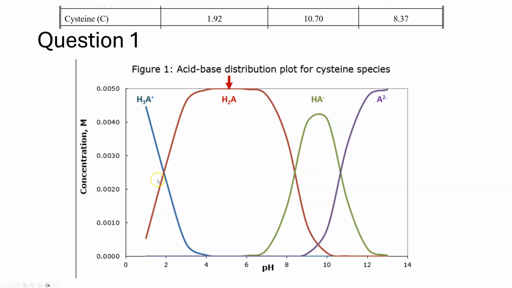So when we plot these, our crossing points are going to be at half the formal concentration, 0.0025 molar, and we cross at 1.92, 8.37, and 10.70. And because our zwitterion is here, our PI is going to be halfway between 1.92 and 8.37, or it looks like it's about 6-ish. So the zwitterion is the point on the curve where the zwitterion concentration is the highest. So where that arrow is, that would be the PI.